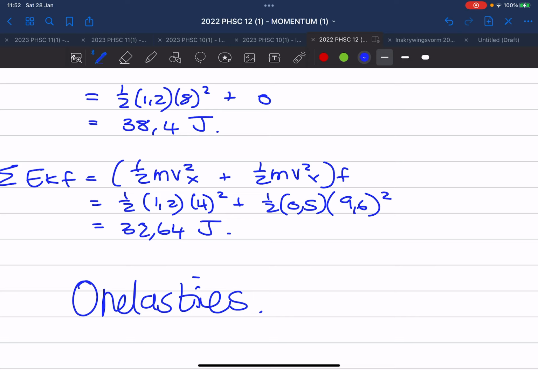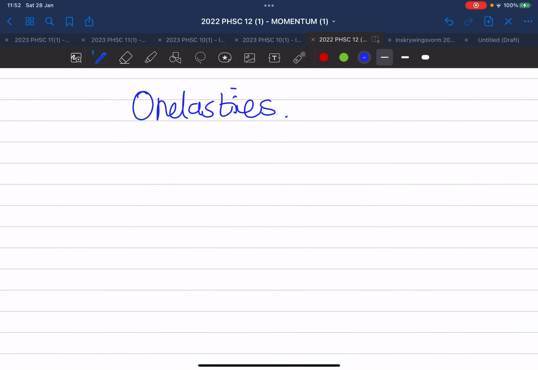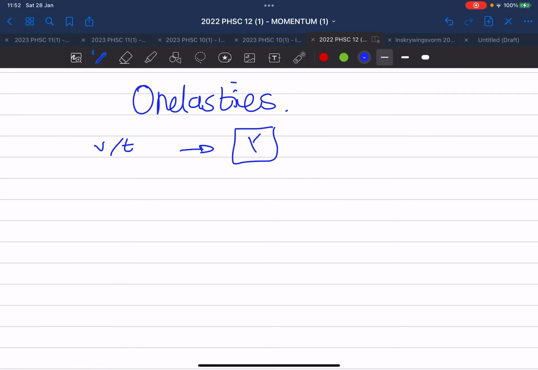Reg. Nou dit is nie 'n vraag nie, it was not a question, but I'm going to add it to test you. Sê nou maar hulle het vir jou gevra, let's say they ask you to draw a velocity time graph for y. Snelheid tydgrafiek vir y. Kom ons kyk of ons dit kan doen. Okay? So you know it should look not similar but more or less the same as the one that we got, but something's different.